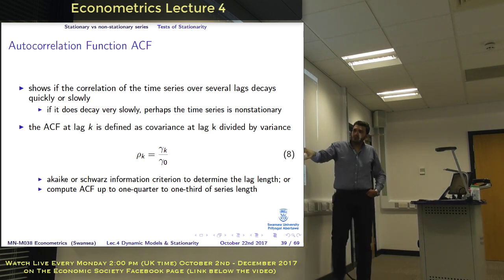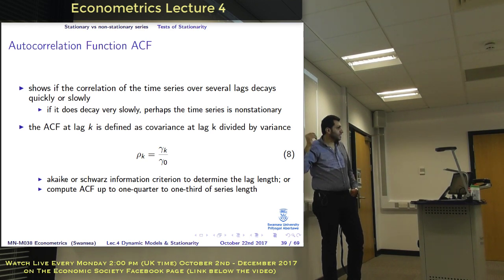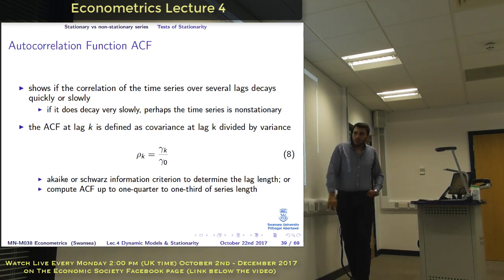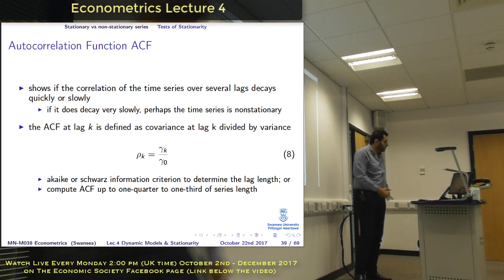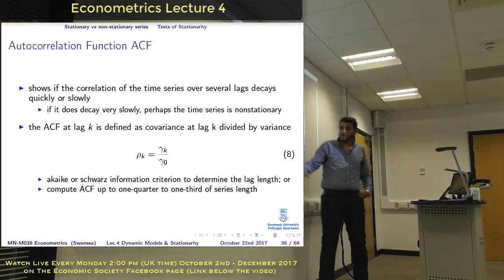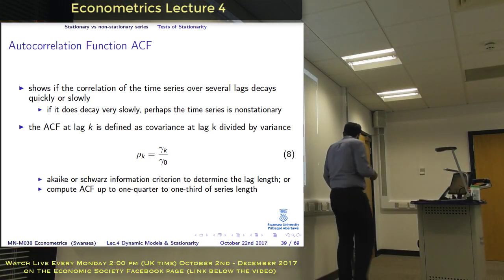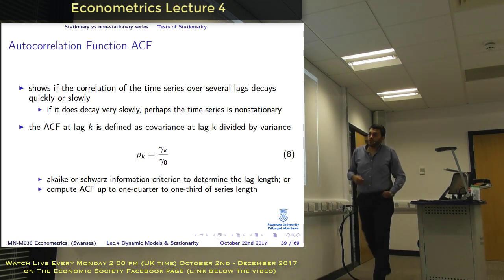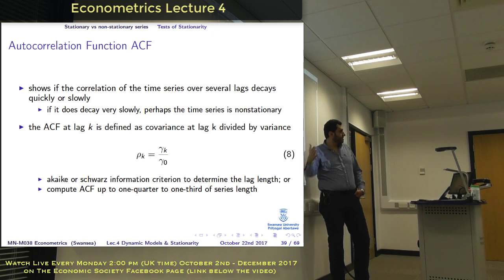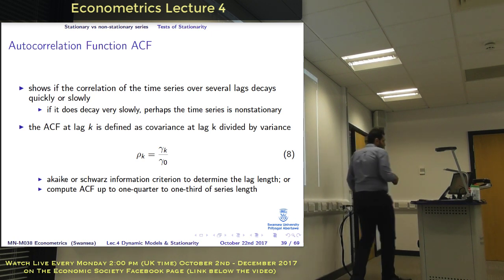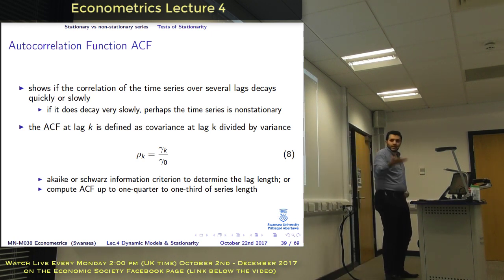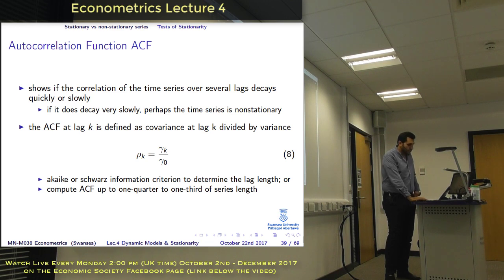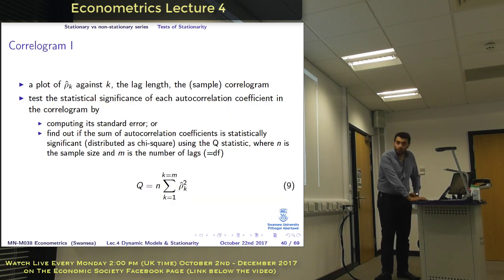Of course you can use any criteria to decide how many lags to use, and as a rule of thumb, you could compute the autocorrelation function up to 1/4 or 1/3 of the series length, depending on how many data points you have. So there are two different ways to decide how many lags to go back in time. But this is not what we're looking at here.